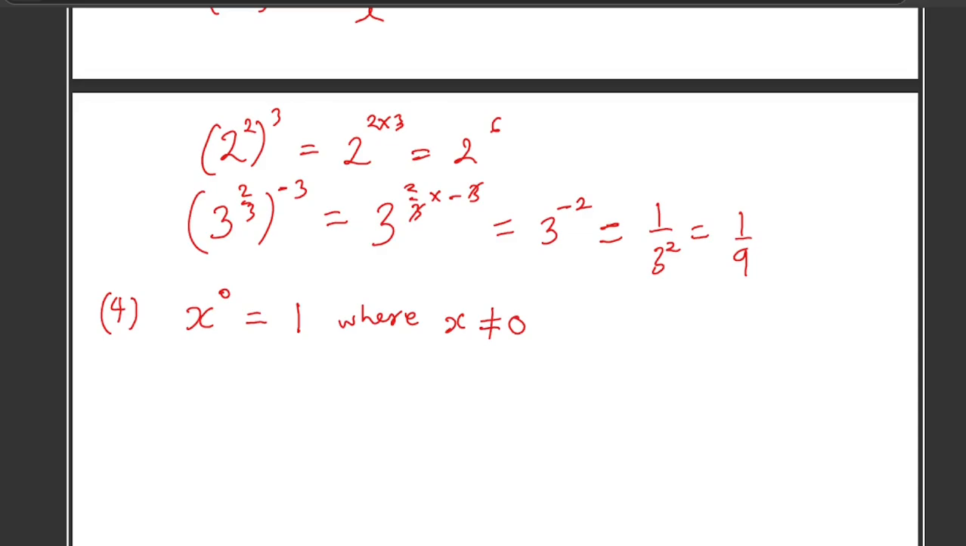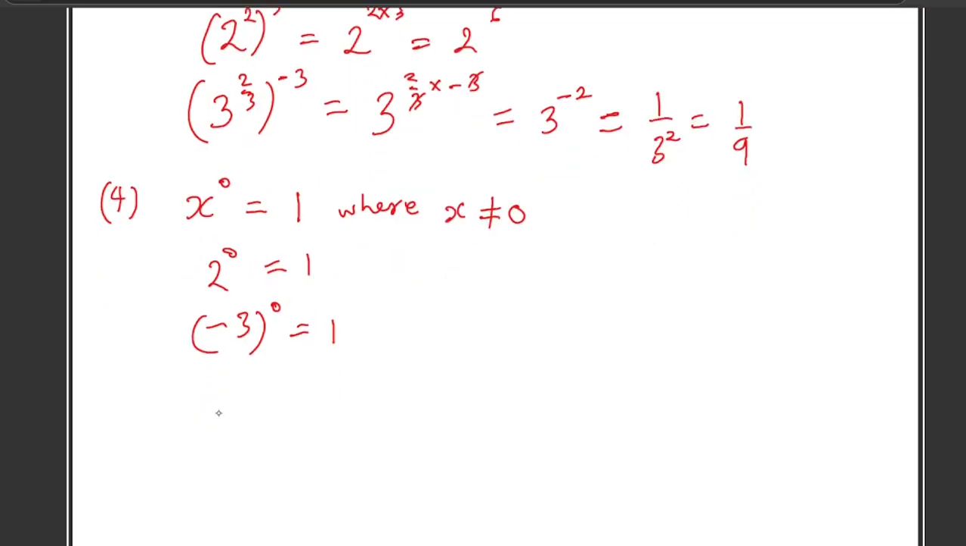When you raise any number to 0, what happens? The result is 1. 2 raised power 0 is 1. Even if it's a negative number, minus 3 raised power 0 is 1. Even if it's a fraction, 1 over 5 raised power 0 is 1. Any number raised power 0 is 1. Now there's a condition there where x is not equal to 0. That is, that number must not be 0.